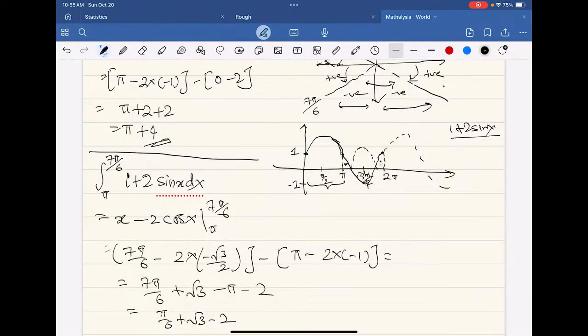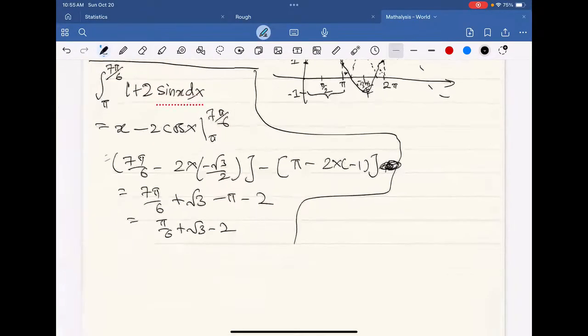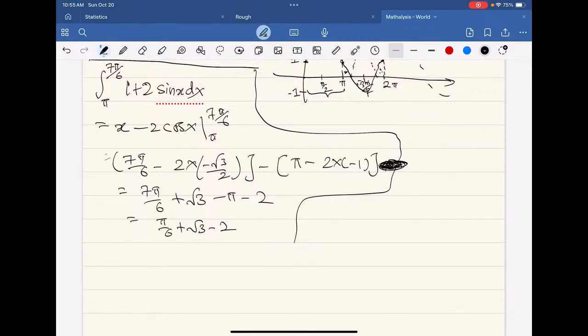Now let's find the other area. That area is basically, why isn't this getting erased by itself? It just happened earlier. Okay, now let's try it from the other area, from 7 pi by 6 to 3 pi by 2.